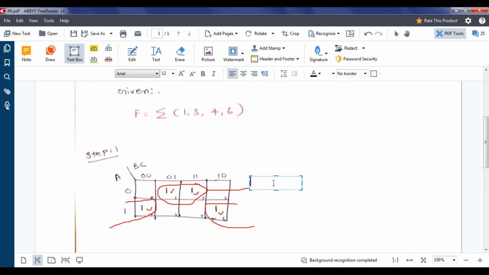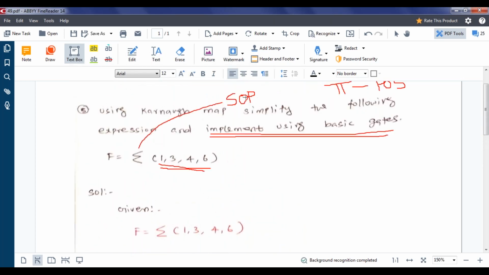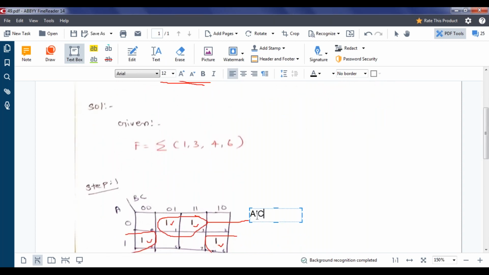Tell me the Boolean expression for A bar plus C. A bar C, because this is SOP form. Please note down, this is SOP form. So in SOP form, A bar C is what comes here.